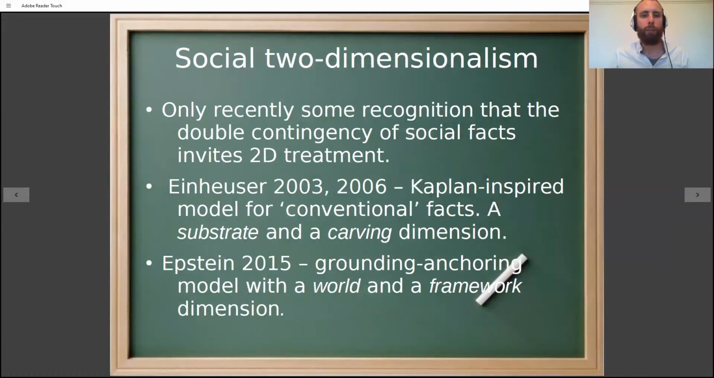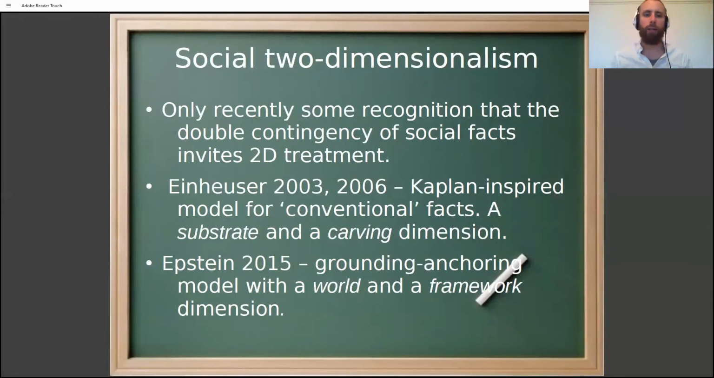But only recently has there been some recognition that this two-factor dependence of social facts could be understood in a 2D way. The first explicit recognition of this comes in the work of Iris Einheuser. She separates a space of substrates, ways the world could be, and a space of carvings, ways to carve up what the substrate presents us with. Her stated concern was the metaphysics of conventional facts, in particular with modeling counterfactual reasoning about such facts. But the application to social facts is easily and obviously made.